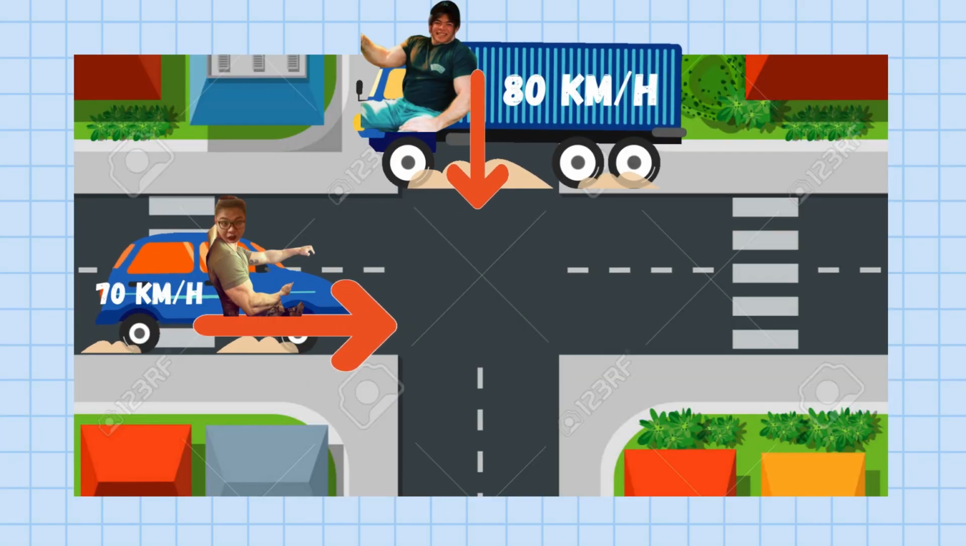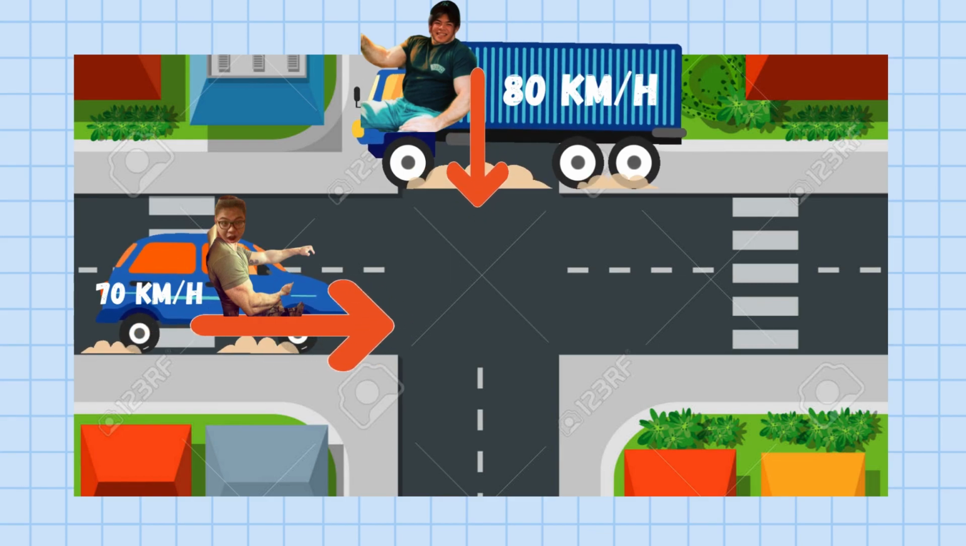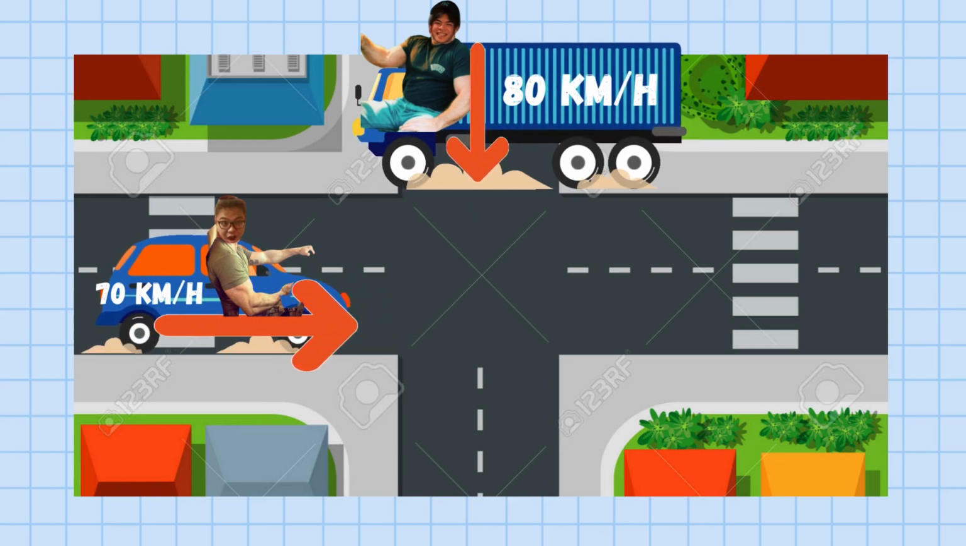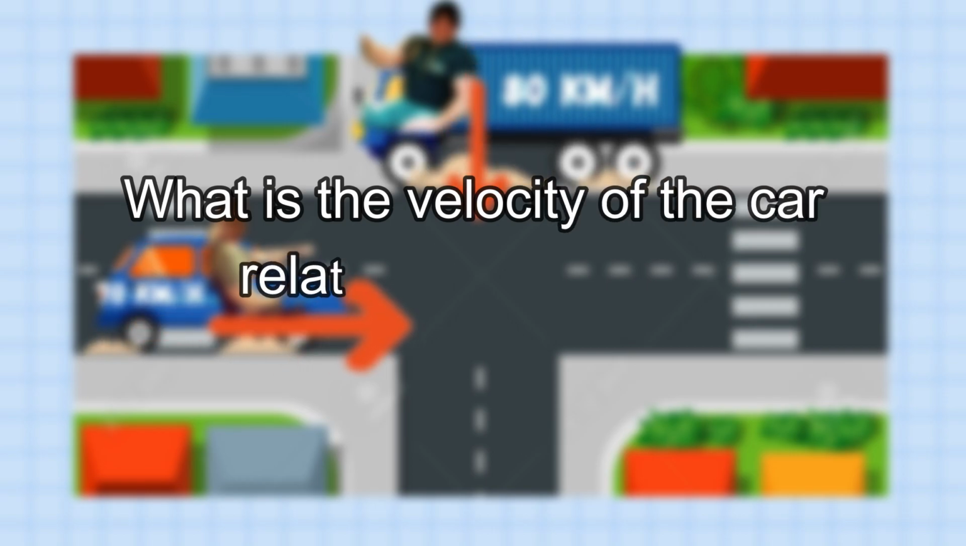Let's see an example. Imagine two vehicles in a road. Imagine a truck is traveling south at the speed of 70 kilometers per hour towards an intersection, while a car is traveling east towards the intersection at the speed of 80 kilometers per hour. In this case, what is the velocity of the car relative to the truck?